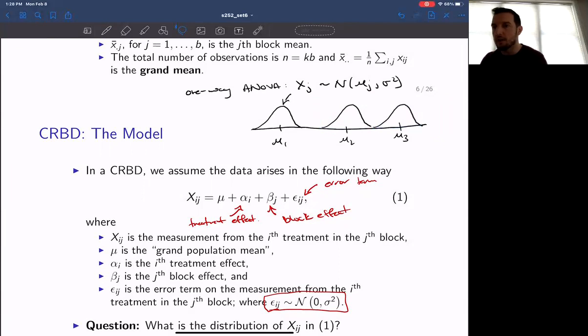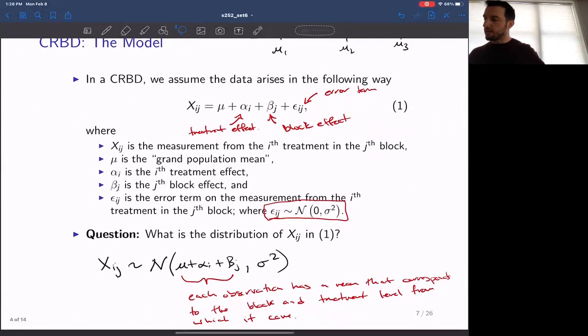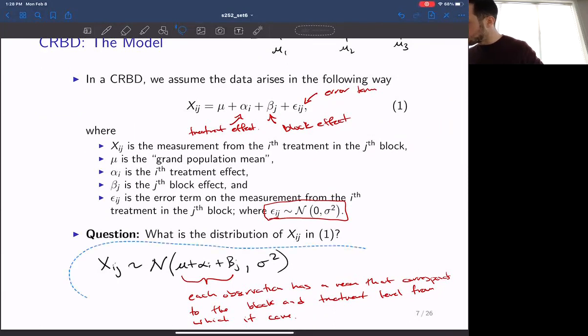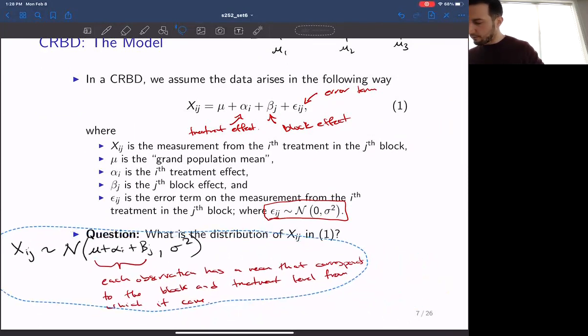And then basically our task with the one-way ANOVA was to determine if these means are statistically different from each other. With the CRBD, we can draw pretty much the exact same thing. Okay, I'm just going to move this over.